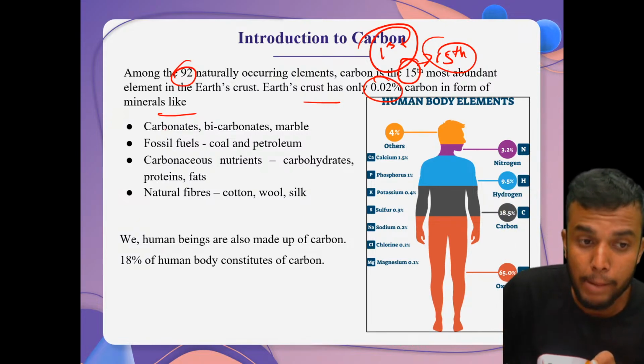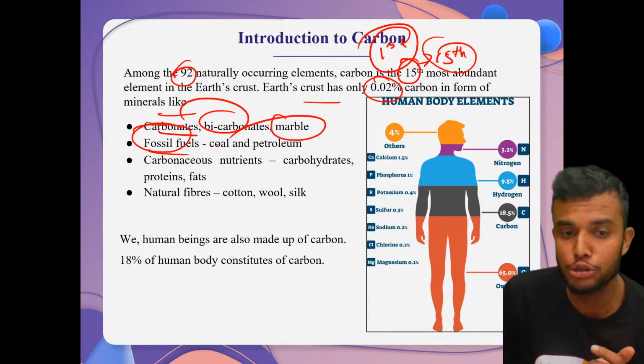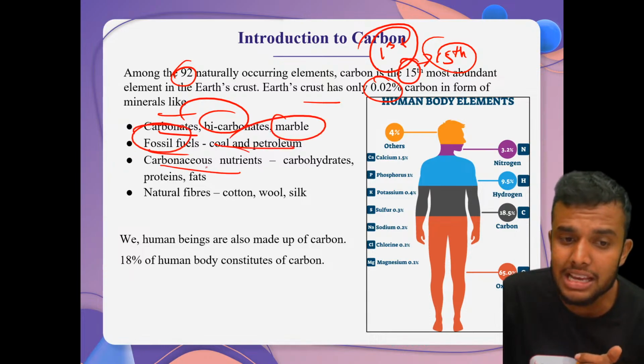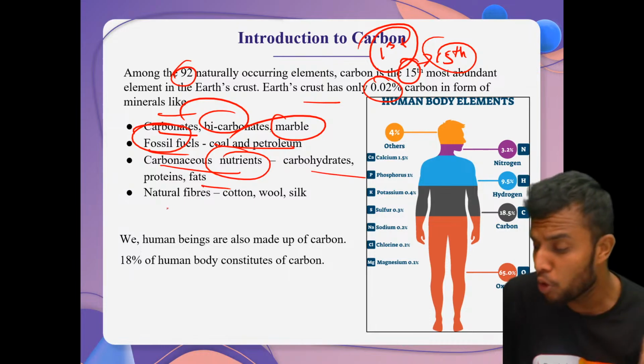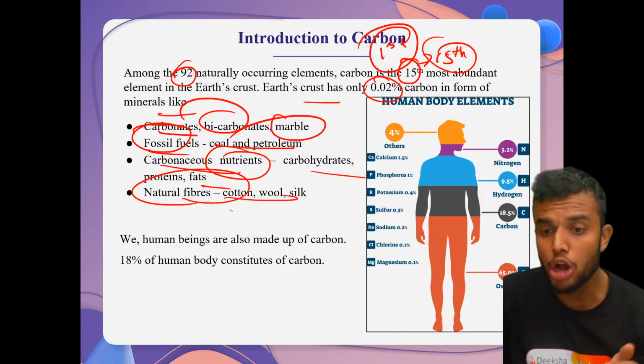For example, metal carbonates, bicarbonates, marble. And as fossil fuels, coal and petroleum. Carbonaceous nutrients are carbohydrates, proteins, fats, etc., students. Also in natural fibers, especially cotton, wool, silk.